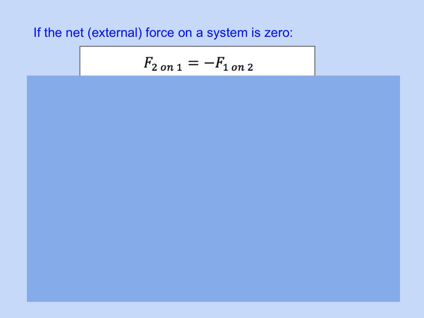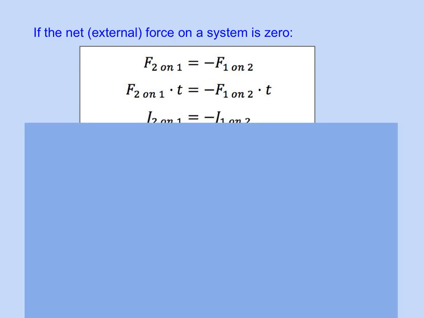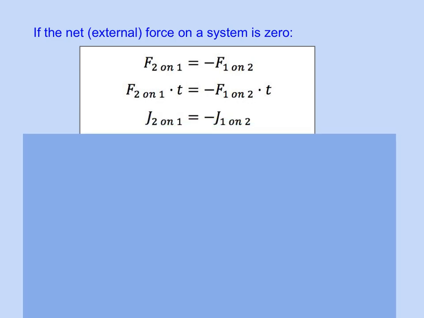If we, again, consider a collision between two objects, maybe two blocks or two cars or something like that, the interaction necessarily takes the same amount of time, whether we're looking at object 2 or object 1. And so the value of t would be the same from both perspectives. So I'll multiply both sides of the equation by t. I do that because then these expressions are impulses instead.